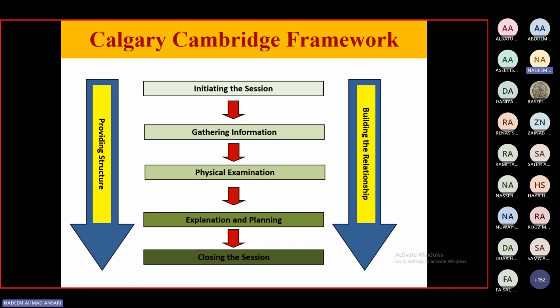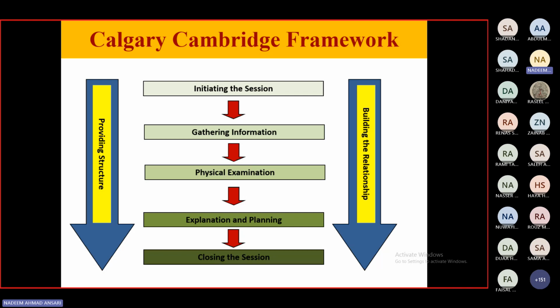Yes. Calgary is a place in Alberta, Canada, and Cambridge, as you know, is a place in the UK. There were 2 scientists, Kurtz and Silverman, who worked together and made a medical interview communication model. So the Calgary Cambridge framework is a medical interview model which helps us in communication with patients. It is a quite good model, especially for medical students. When a patient comes to you in an OPD, how will you start the communication process?